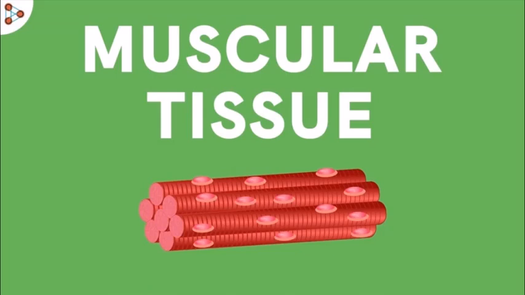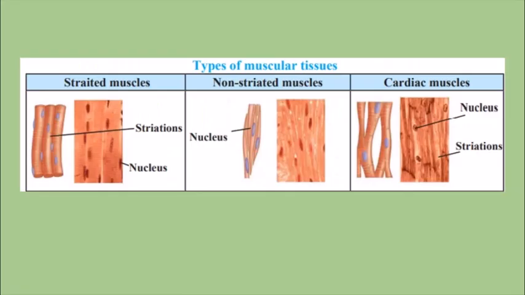Now muscle fibers and muscular tissues are formed from a special type of contractile proteins, and due to this, contraction and relaxation is possible. Muscular tissues are made up of long cells of muscle fibers, and muscular movement occurs due to this contraction and relaxation of these protein cells. Now there are 3 types of muscular tissues: the striated muscles, non-striated muscles, and the cardiac muscles.